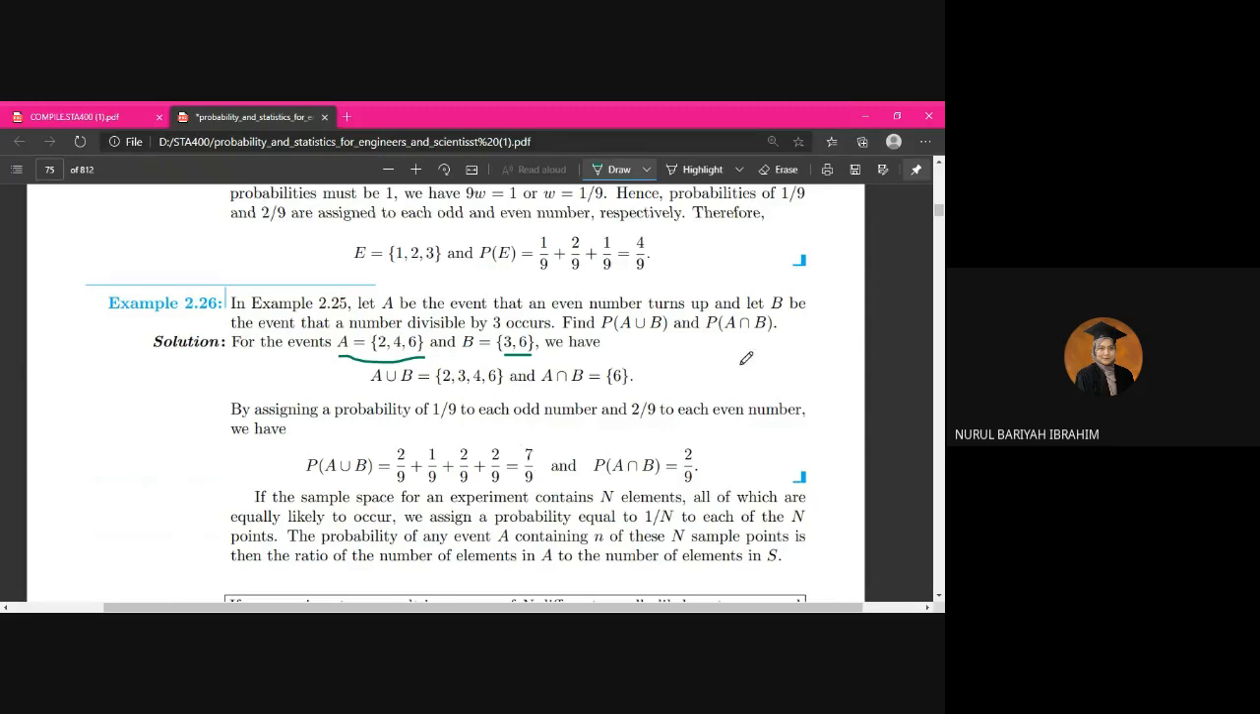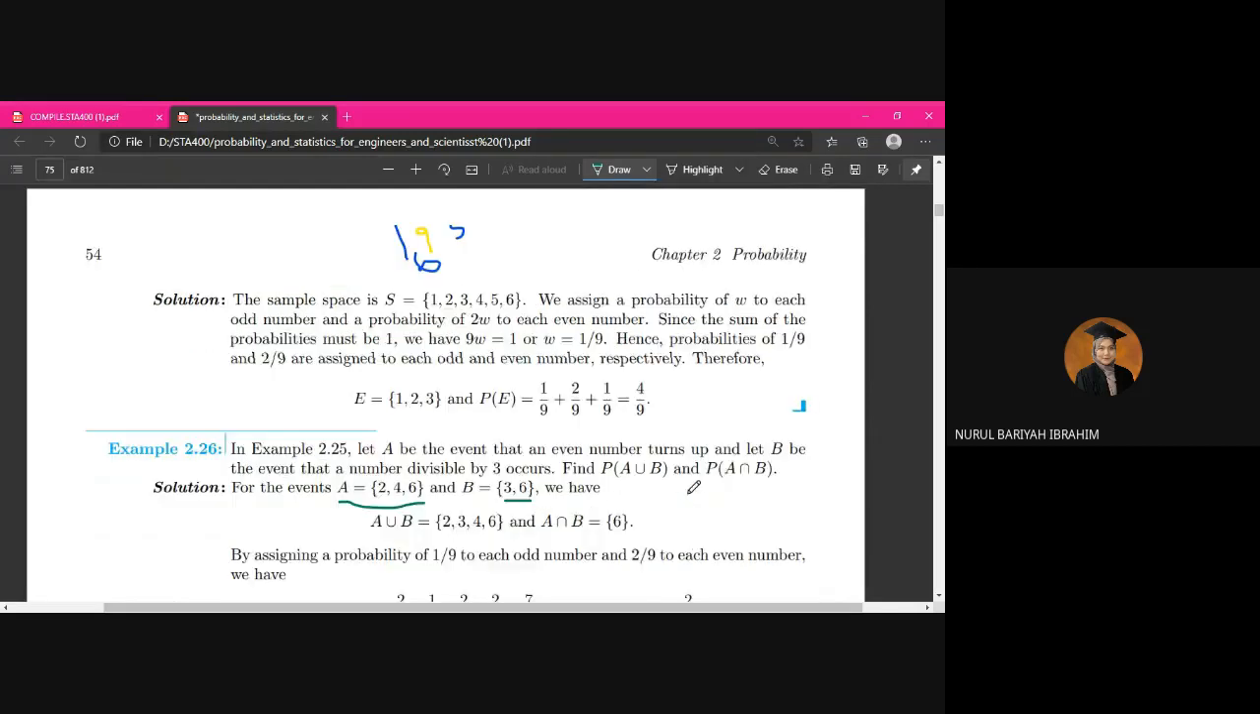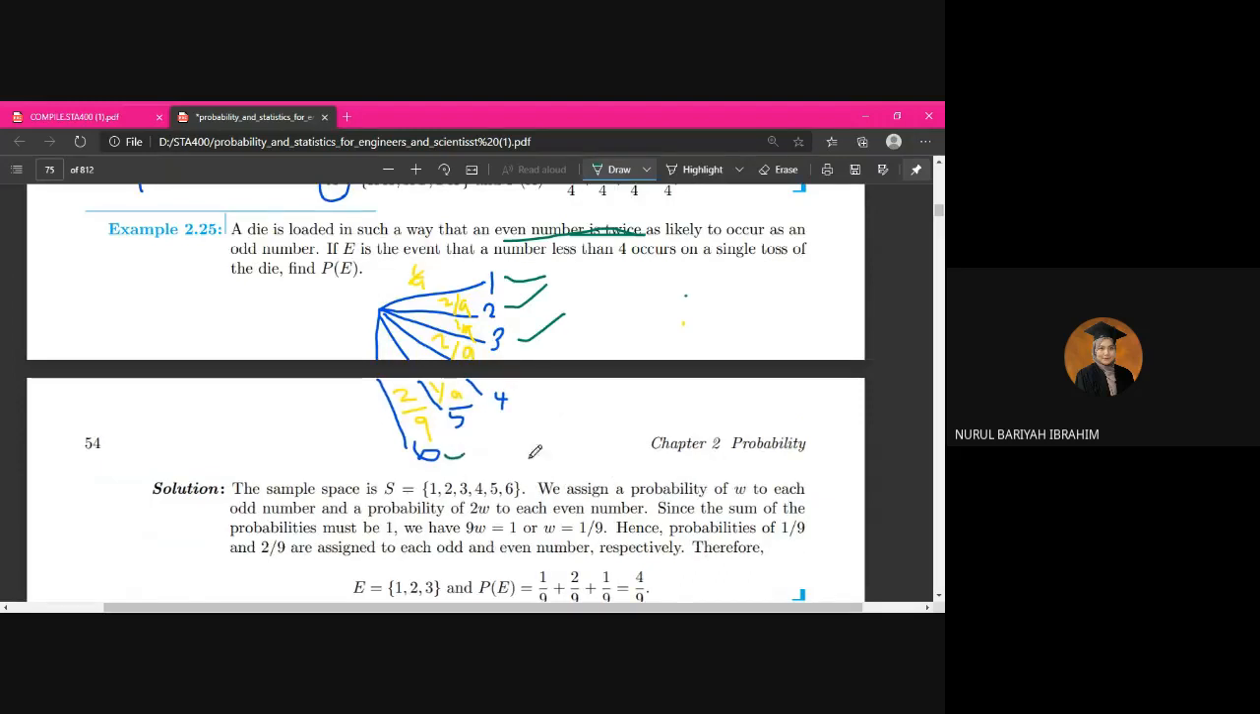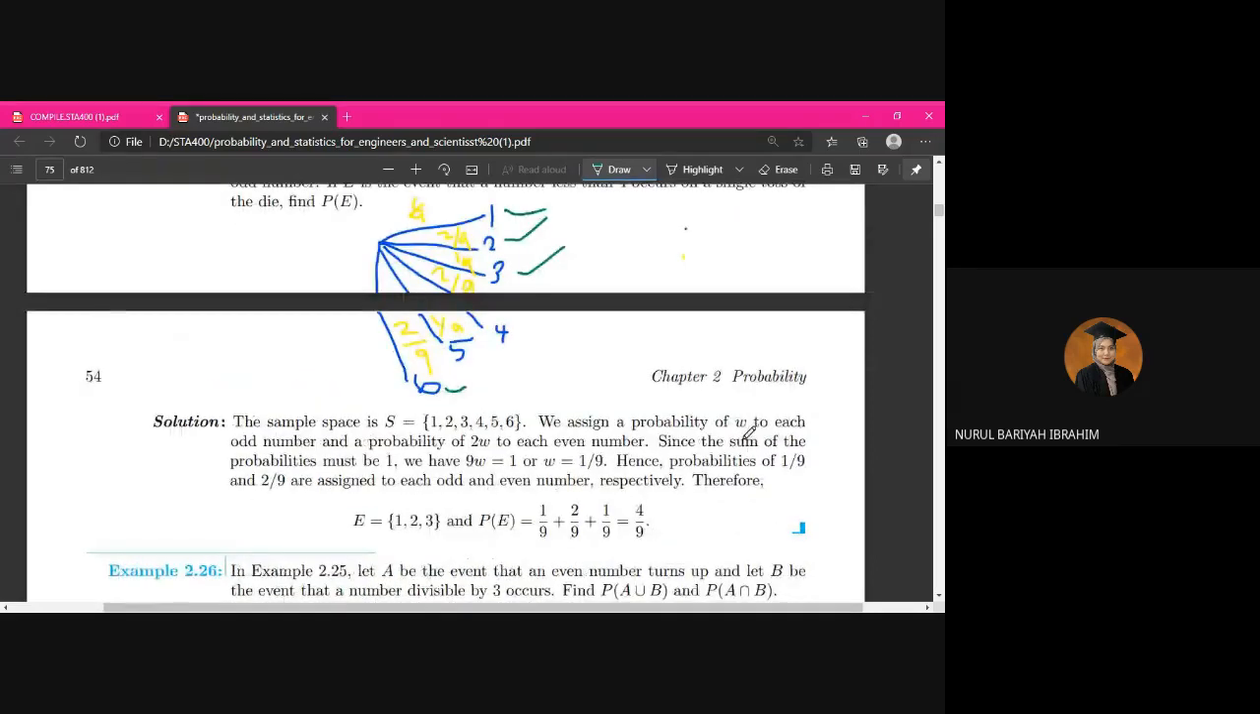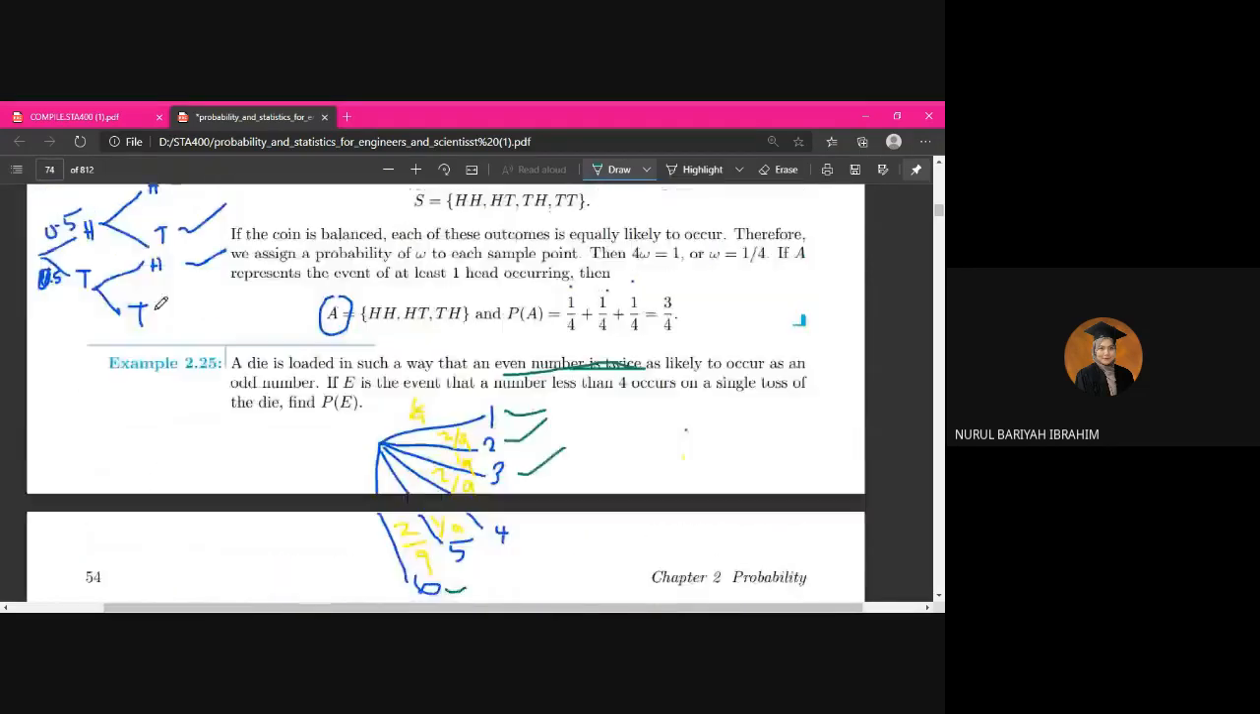How about the probability of event A intersect B? We look at which outcome is in both event A and B, which is number 6 only. So the probability to get number 6, we look here, will be 2 over 9. Okay, so that is how you illustrate the experiment into the tree diagram and find the probability.